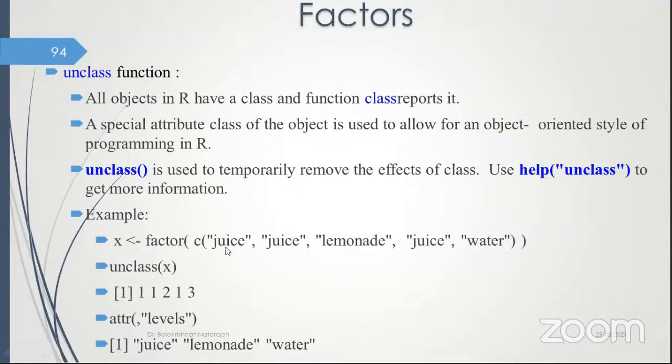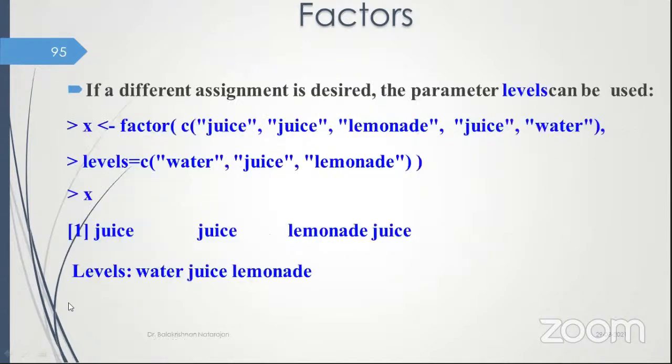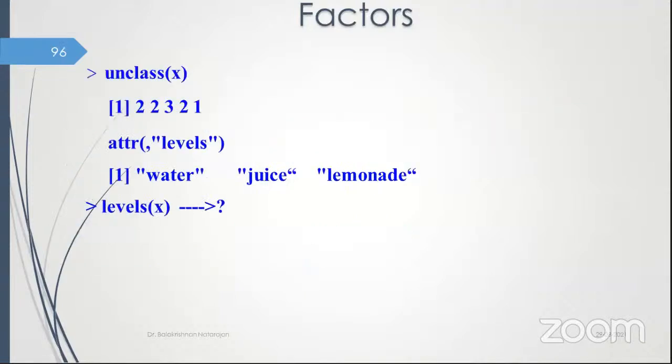So the factor is this: juice, lemonade, juice, water has been made. And if you unclass it, automatically the result will be like this. But in the case of levels, it will be displayed like this. This was already told. If you want to change the order, you can change it. Specifically, you can mention the levels as per your wish, in the order you want. And this is the thing here. And let me execute it.